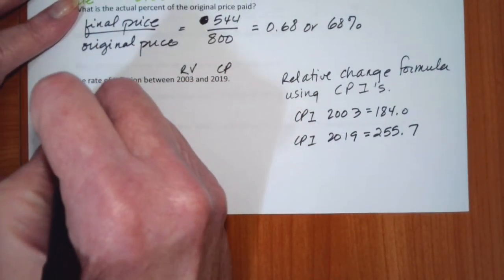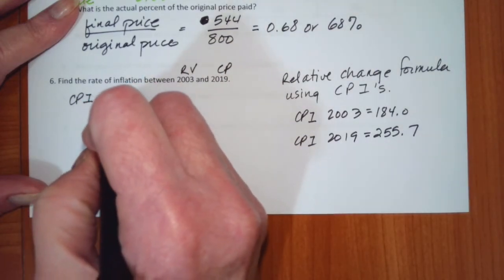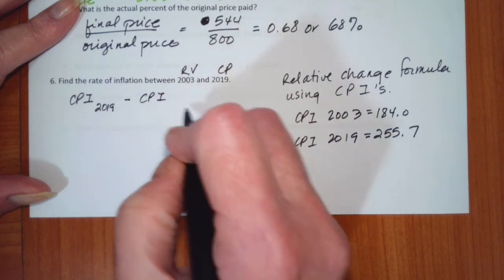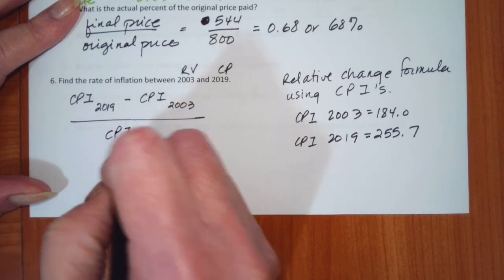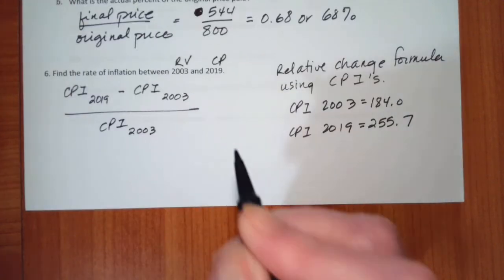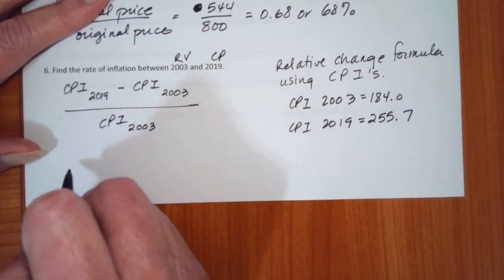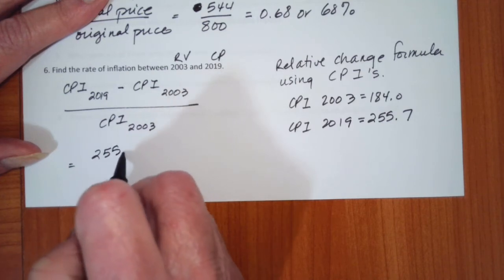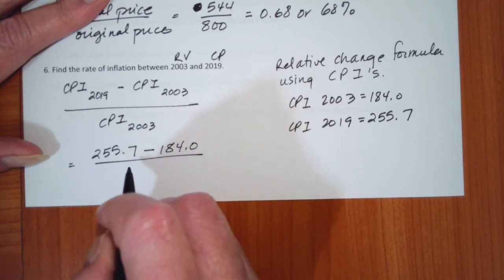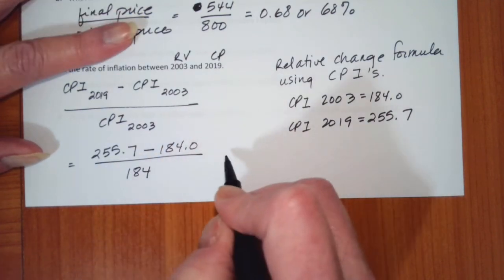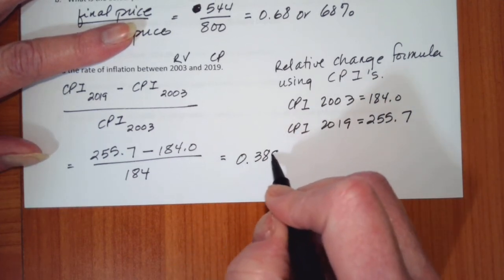Okay, so I'm going to use the CPI in 2019 minus the CPI in 2003 divided by the CPI in 2003. So that's going to give us 255.7 minus 184 divided by 184, which is 0.3897.